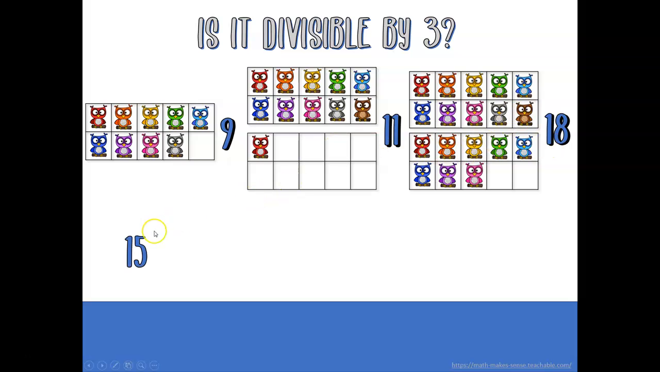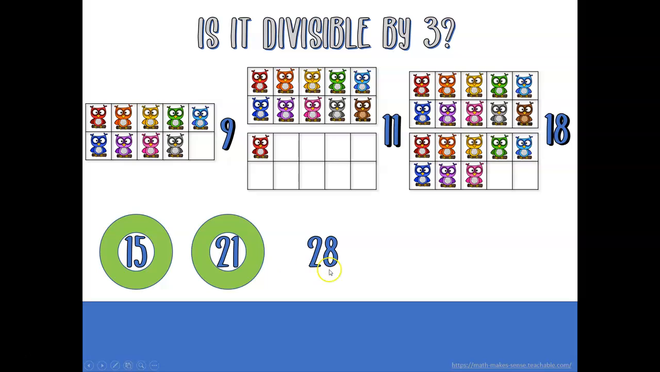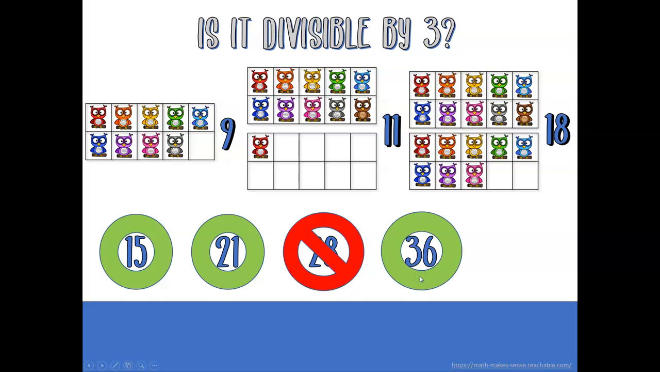Okay, we're going to take a look at more numbers this time and just use what we know about multiplication to say yes or no. So is 15 evenly divisible by 3? Well, if you've done the whole multiplication unit up to this point, you'll know 15 divided by 3 equals 5. That works out perfectly, so yes. 21 divided by 3 is 7, so that works out. 28 divided by 3 does not work. There's some leftover pieces. 36 divided by 3 equals 12. That works out perfectly.